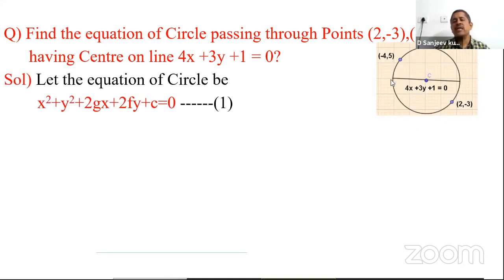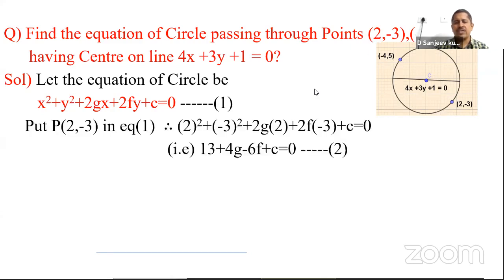So you got a circle, 2 points are given. Let the equation of circle be x square plus y square plus 2gx plus 2fy plus c is equal to 0. Then substitute the 2 points.